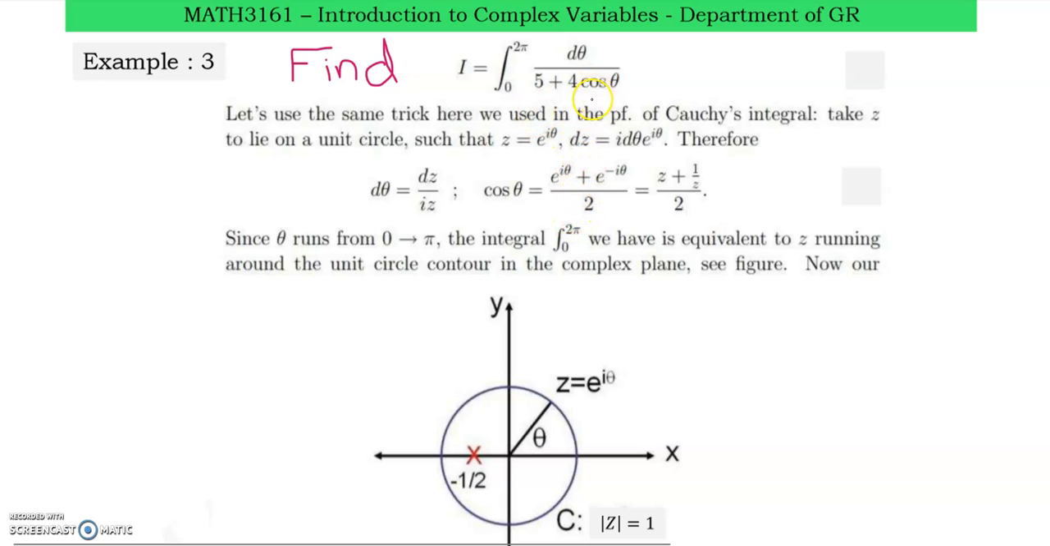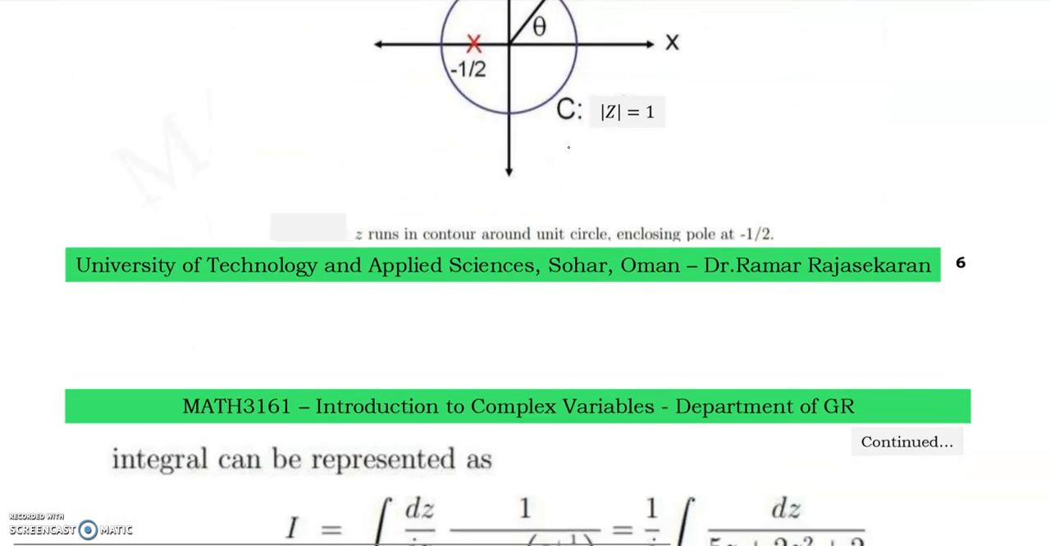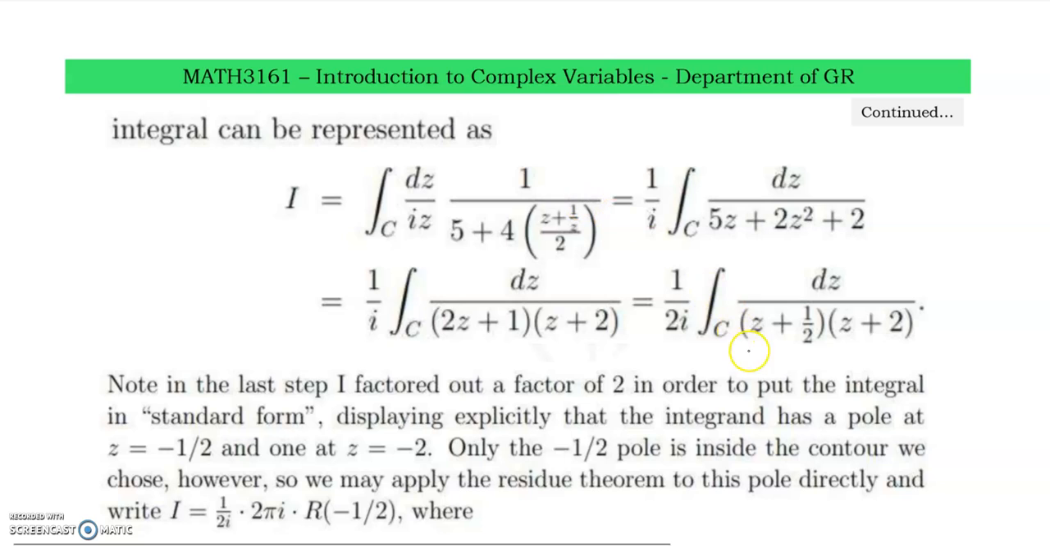Now you see example 3, find this integration value, with a similar method. You substitute cosine theta and d theta, which we know. Our condition is the unit circle, mod z equal to 1, with no change. Similarly, you substitute everything in the function and change it from theta to z. If you factorize the denominator, you will get this. So z equal to minus 1 over 2 and z equal to minus 2 are two simple poles.